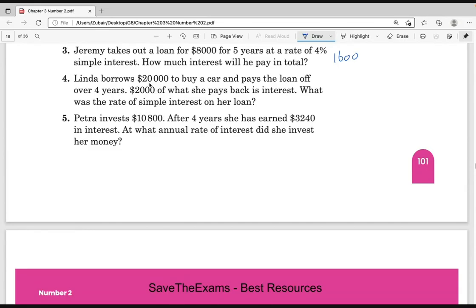Number four, Linda borrows 20,000 to buy a car and pays the loan off over 4 years. $2,000 of what she pays back is interest. What is the rate? I equals PRT over 100. 2,000 interest given, 20,000 was taken as loan, rate is unknown, time she uses was 4 years, and divide by 100. 2,000 multiplied by 100 divided by 20,000 divided by 4. So rate is 2.5%.